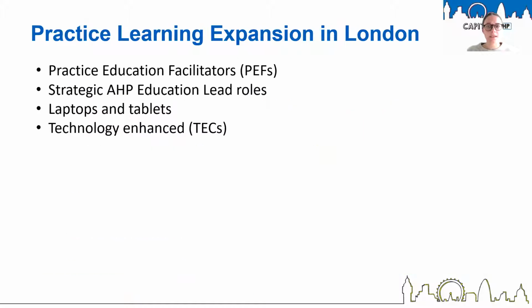And in London, there was £1.2 million given from Health Education England, and largely this money was spent to support roles such as practice education facilitators to support the work highlighted in the programme, particularly around coordinating placements and considering new placement models and settings. But also it's been spent on laptops, tablets and supporting texts.